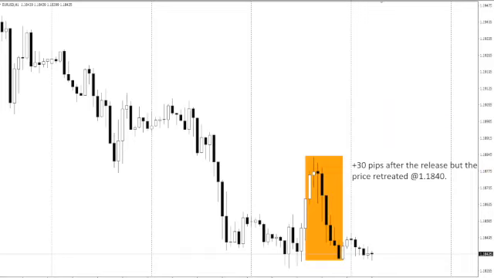So after the release, the euro dollar on the 1 hour chart, after the release of the PMI for Eurozone, it went up 30 pips, but after the release during the US session, the price actually retreated below the 1.1840.